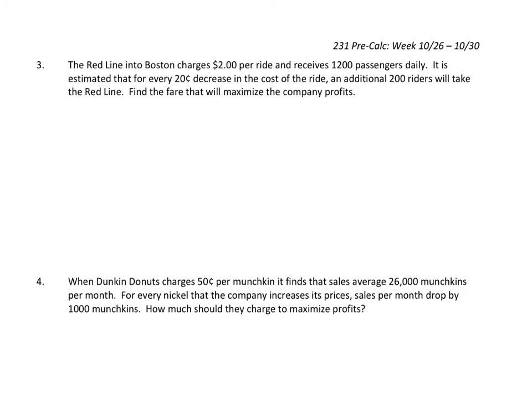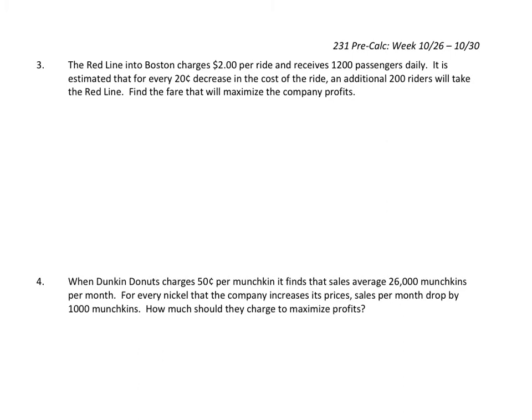So the ride costs $2 normally, and normally we would have 1,200 passengers, but every time we decrease the price by 20 cents, we predict that an additional 200 riders will take the Red Line. So we want to determine how much the fare should be in order to maximize the profit. Okay, we don't want to decrease the price too much, because then even though more riders will come on the ride, we're still not making money. But we don't want to keep the price high, because then we would have fewer riders. So where is that happy medium in between where we charge enough to make a good amount of money but still have enough riders?